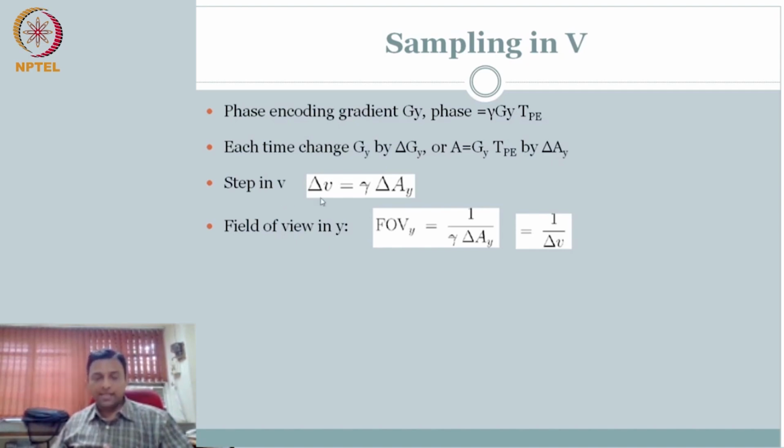So this is the step size in the V direction, in the frequency domain. Your field of view in the spatial domain is 1 by that, so this is also inversely related. The idea is, if you step finer in your phase encoding, that is, you have fine phase separation, then your field of view in the Y direction will be increased.